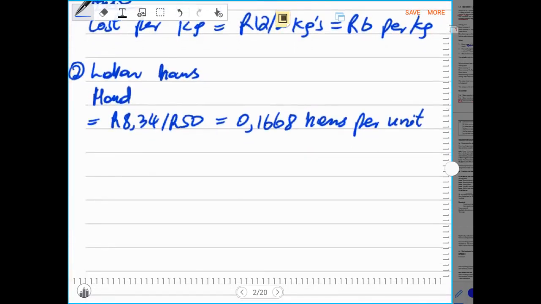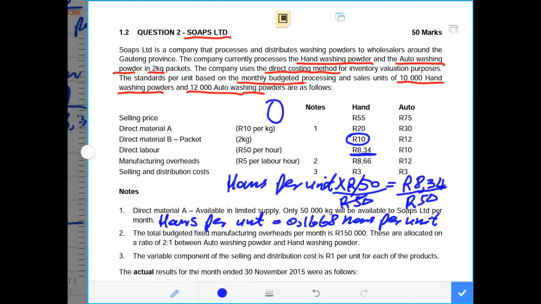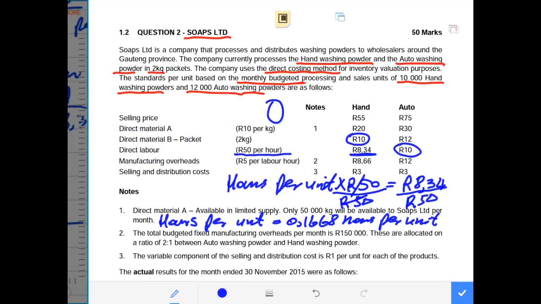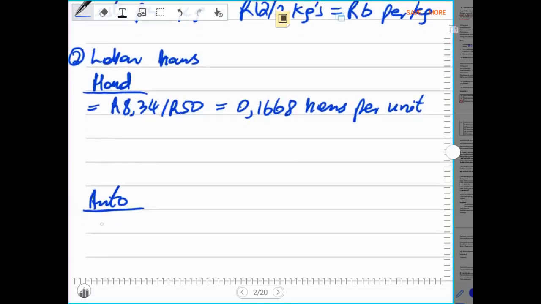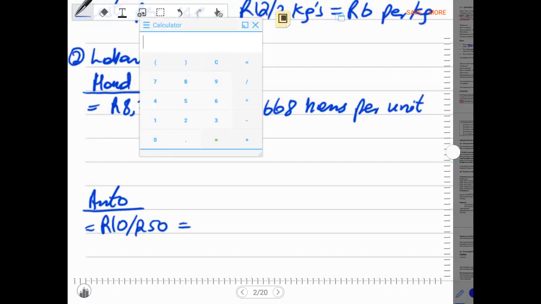Then leave some space. Then we calculate the auto washing powder. We know that it is the same rate that employees are being paid, 50 rand per hour. However, the cost of direct labor per unit is 10 rand. Therefore, we take the cost per unit of 10 rand and divide it by 50 rand. That will give us the number of hours required to complete 1 unit of auto washing powder.